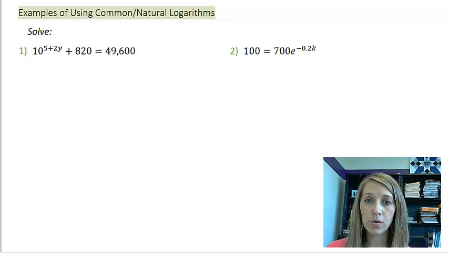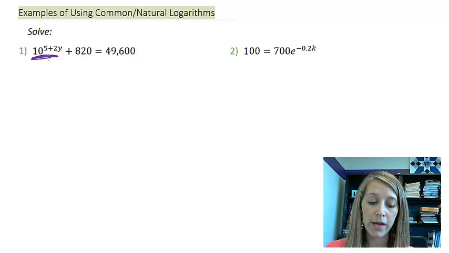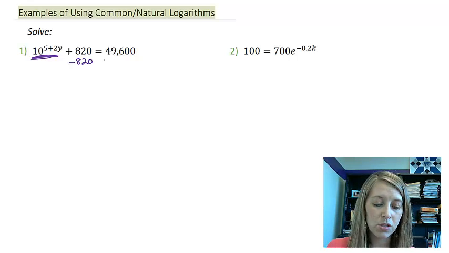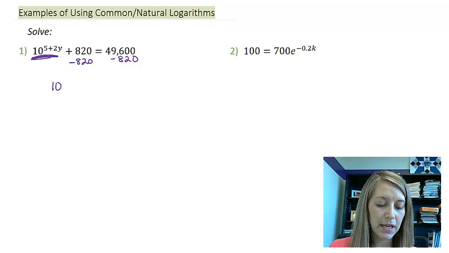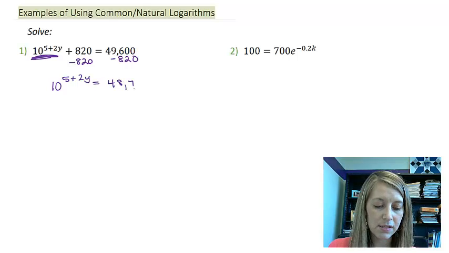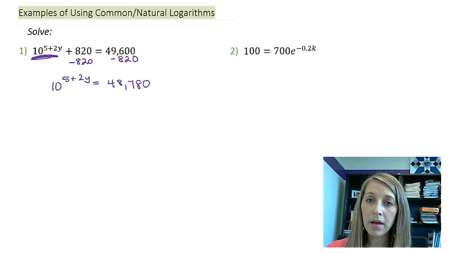So let me do the first one for you, and then hopefully you can figure out the second one on your own. And so what you want to do first is isolate the exponential part of the equation. Very easily I can do that by subtracting 820 on both sides. And so that gives me 10 to the 5 plus 2y is equal to 48,780.